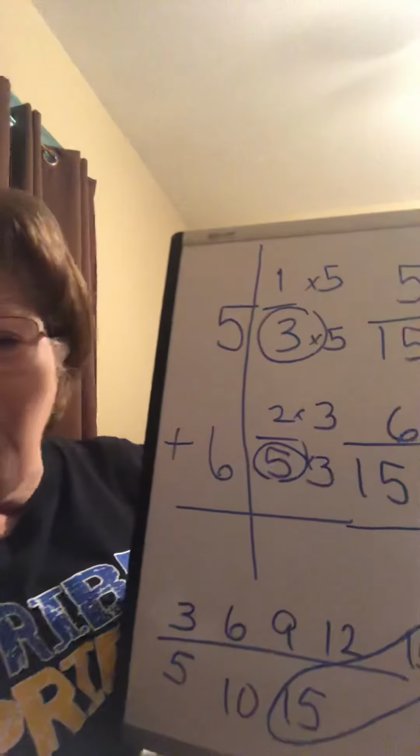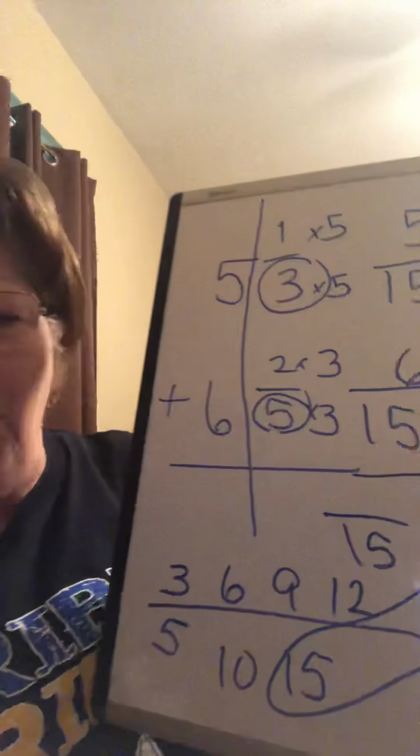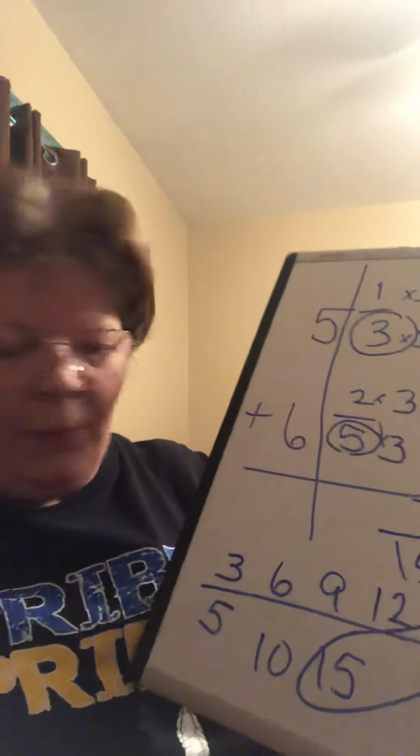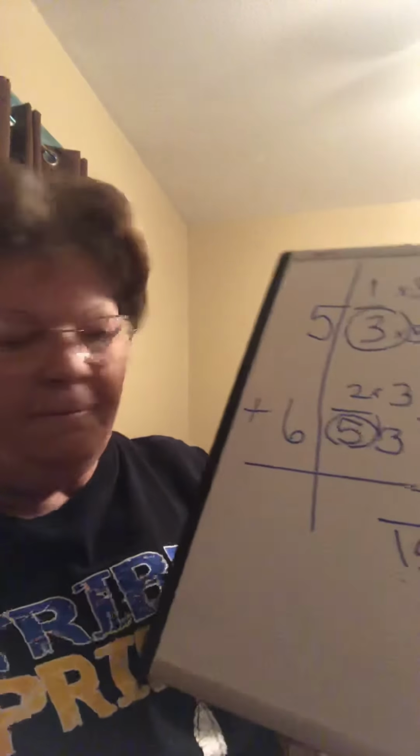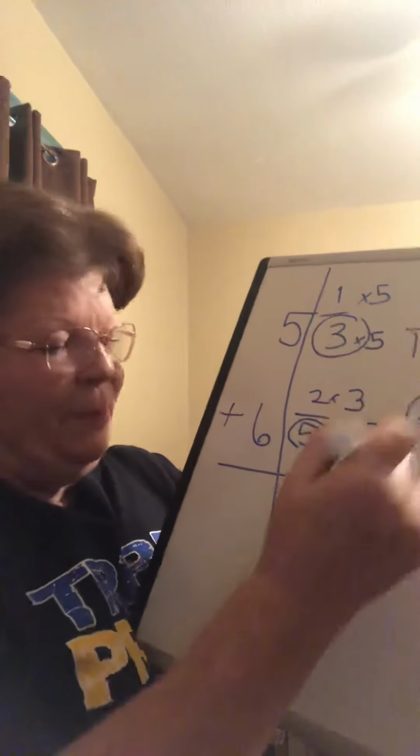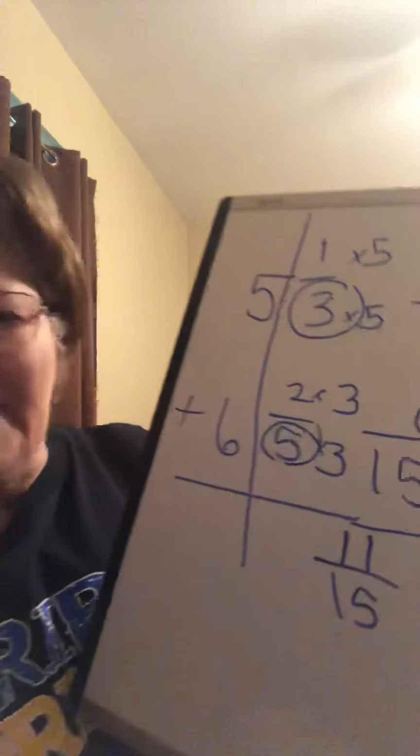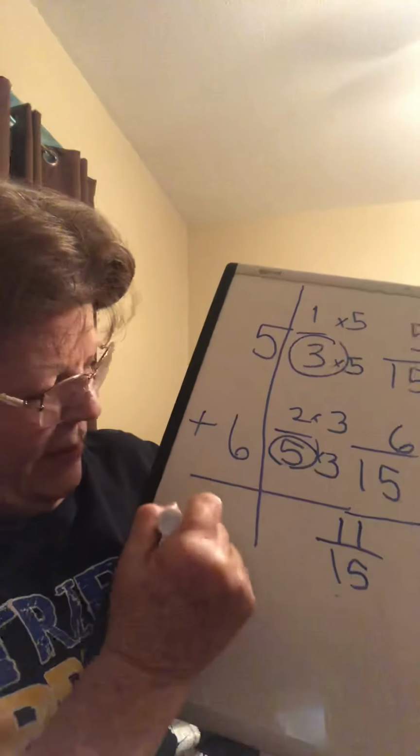The denominator is already 15. Not going to change it again. Bring it down. I'm halfway home. Let me erase this down here because it's kind of going into what you're trying to see. Okay, and then I will do whatever it tells me. I'm adding, so 5 plus 6 is 11. Got that? And then we'll add my whole number. 6 plus 5 is 11.